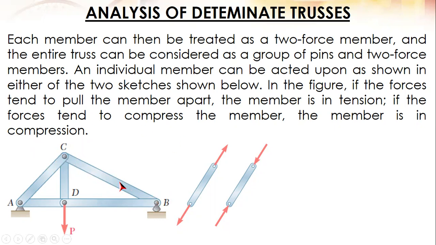Since the truss members are slender, an individual member can be acted upon as shown in either of the two sketches below. In the figure, if the forces tend to pull the member apart, to stretch it, the member is in tension. If the forces tend to compress the member, the member is in compression. So in tension, the force is away from the joint, while in compression, the force is towards the joint.